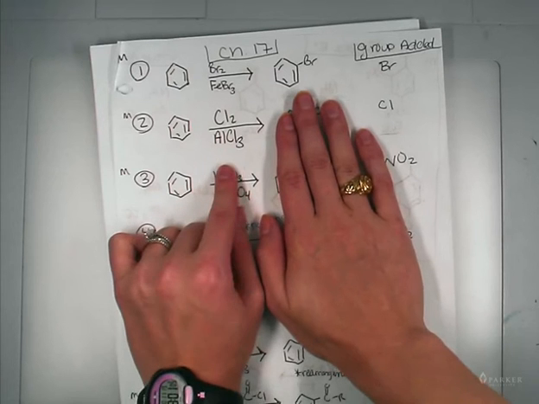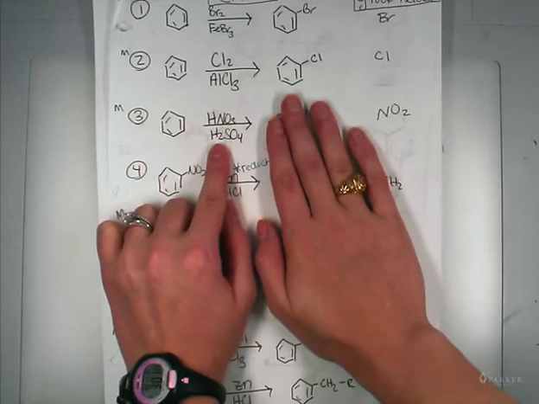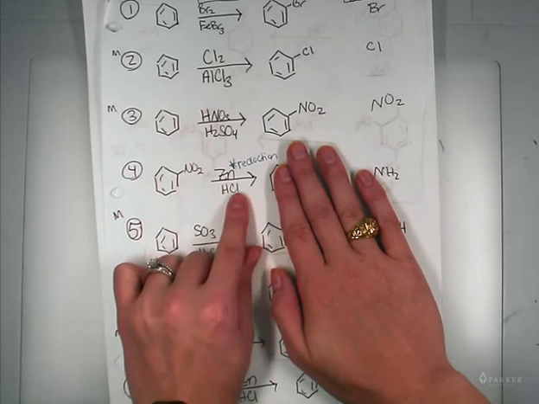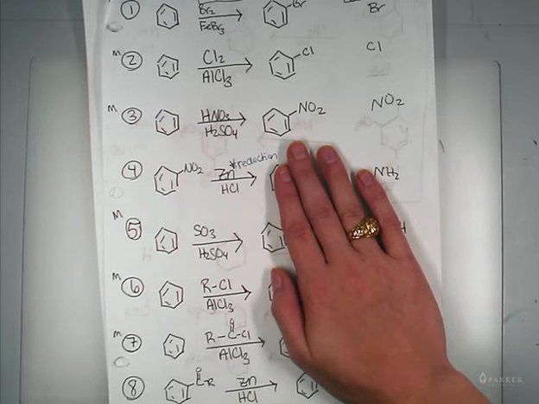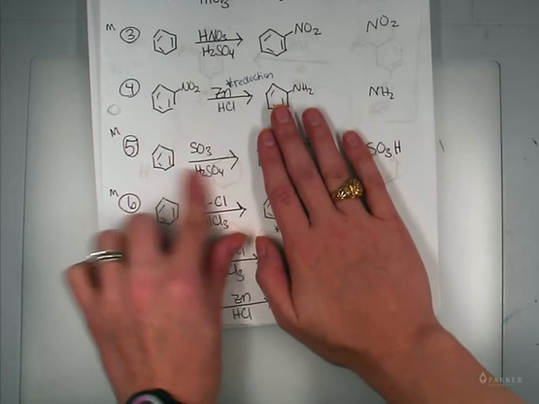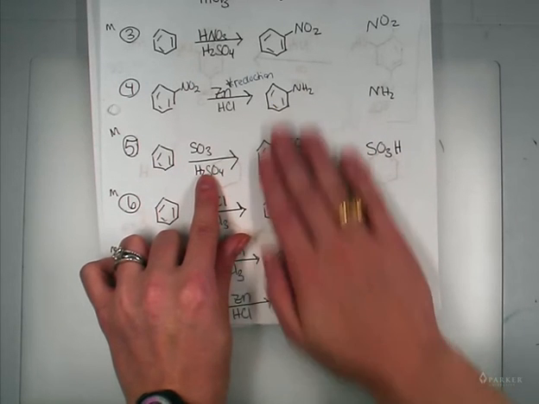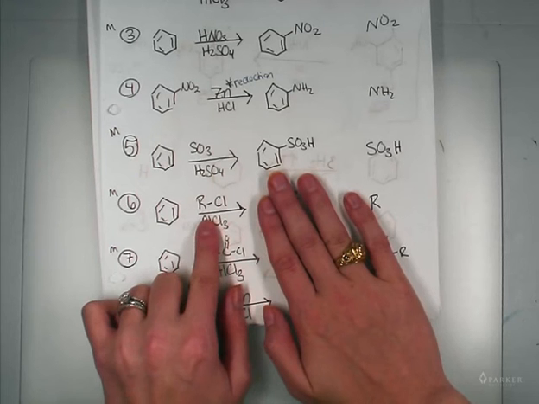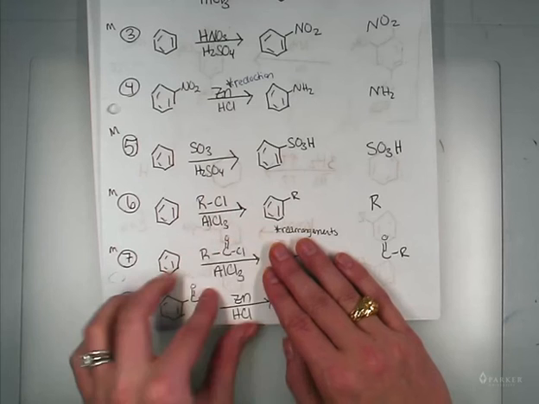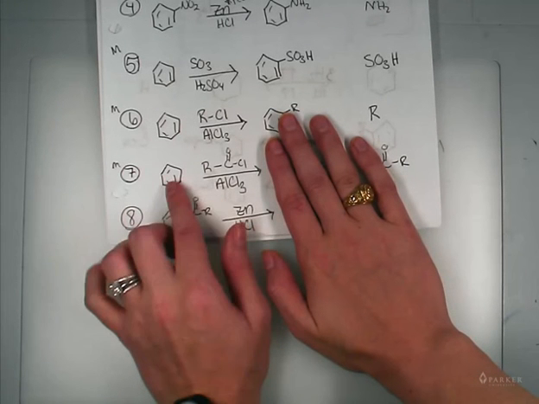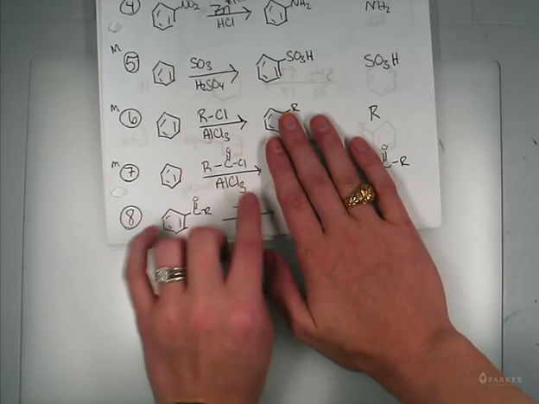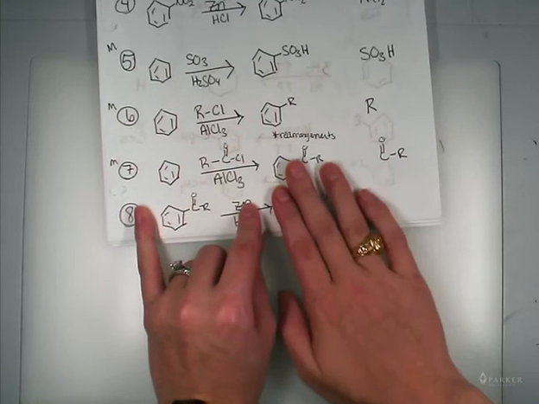This one, chlorine, here, NO2. So NO2 is already on there. And this could also be the lithium aluminum hydride or sodium borohydride, NH2. This one, SO3H. What does this put on benzene? R group. Chlorine's your leaving group. What about this one here? A what? The carbonyl. It's going to put a carbonyl in there, so it puts your ketone.